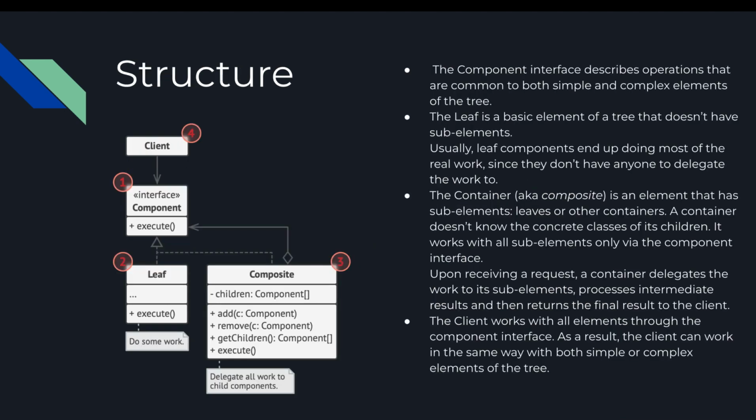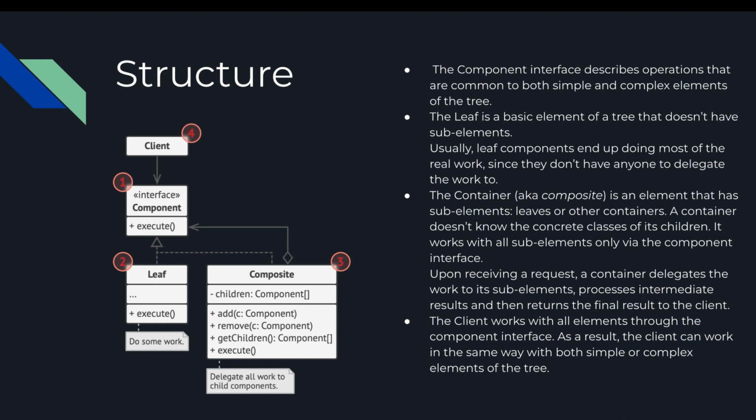So here's a little diagram of the structure, and then here is the explanation of the structure. The component interface describes operations that are common to both simple and complex elements of the tree. The leaf is a basic element of a tree that doesn't have sub-elements. Usually leaf components end up doing most of the real work since they don't have anyone to delegate the work to. The container is an element that has sub-elements, leaves, or other containers.